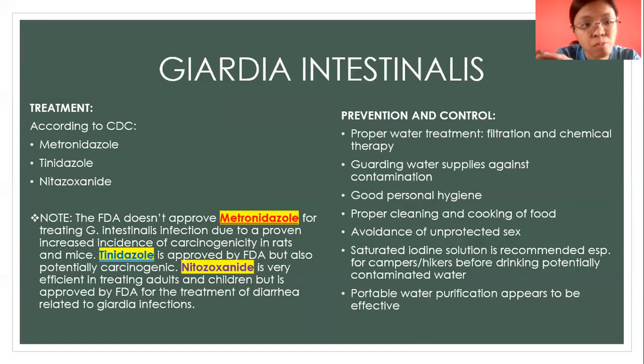So usually yung mga nag-hiking o nagka-camping sa mga gubat, then naubusan sila ng tubig. So kukuha sila sa running water, sa mga river or stream. Yan. So, nire-recommend daw po na maglagay ng saturated iodine solution. Then, portable water purification appears to be effective din. Siyempre, dapat, para maiwasan na lang din na hindi kumuha sa mga stream, sa mga lake. Yan. So, mag-provide na lang ng portable water.